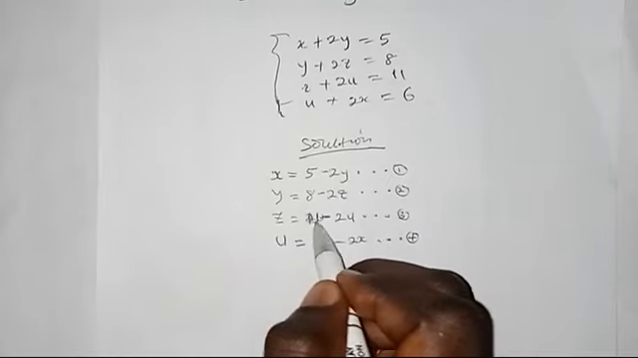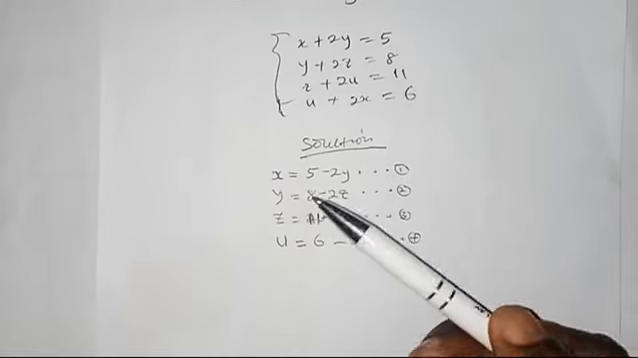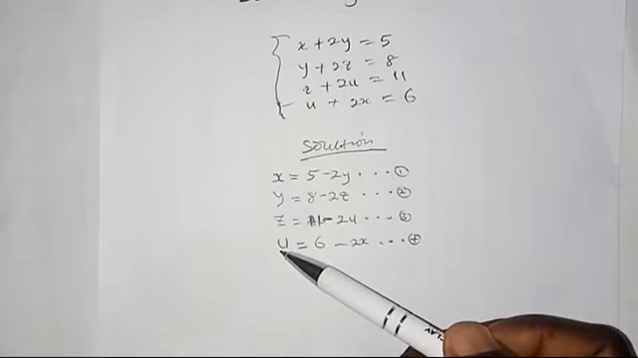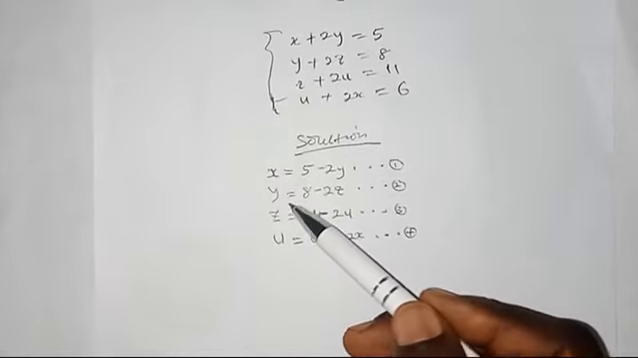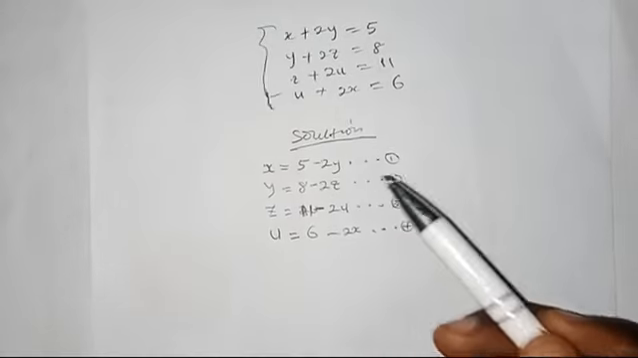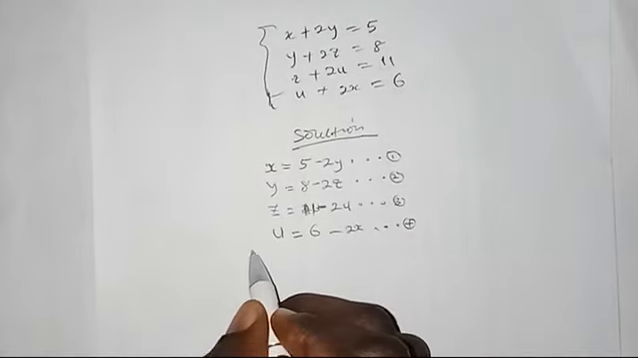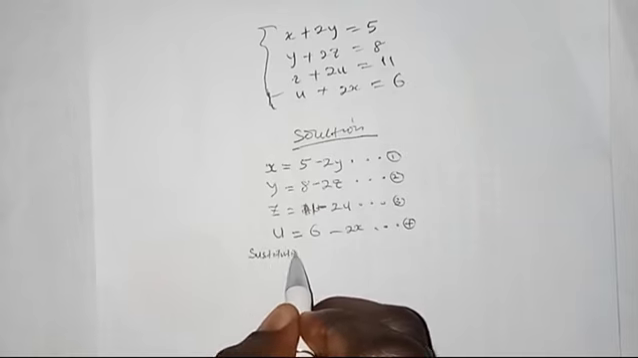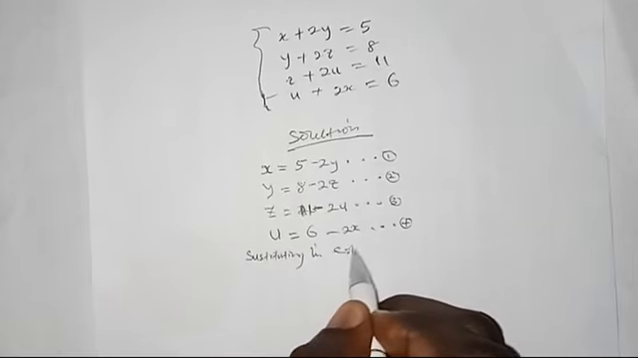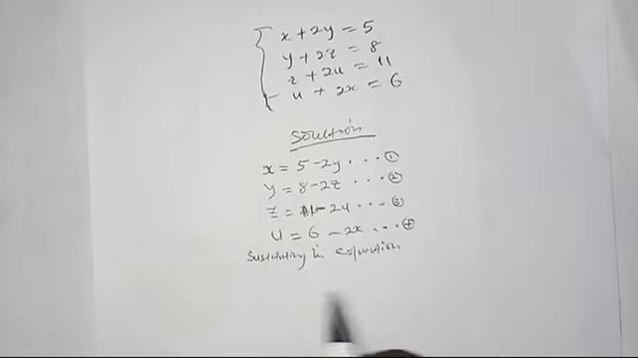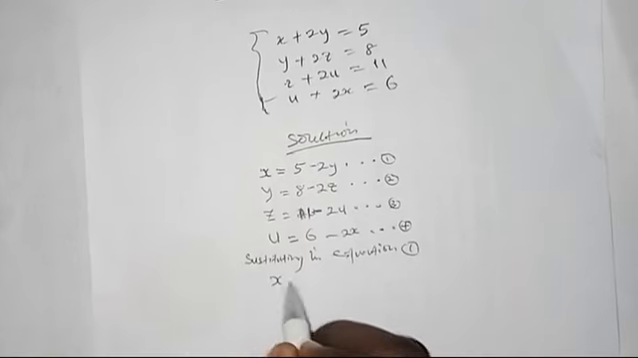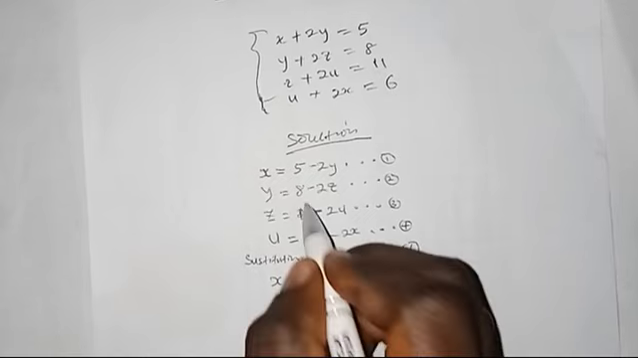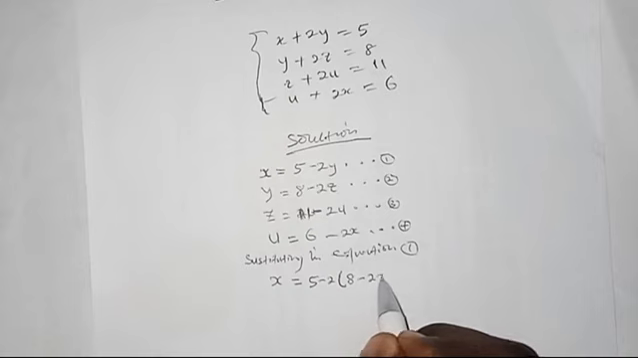So what do we do again? Now you can see that we have an expression for y here, we have an expression for z, and we also have an expression for u. So what we're going to do now is carry this expression and substitute for y in equation 1. Okay, so we write substituting in equation 1. So we have x, which is equal to 5 minus 2y. So we replace y with 8 minus 2z.